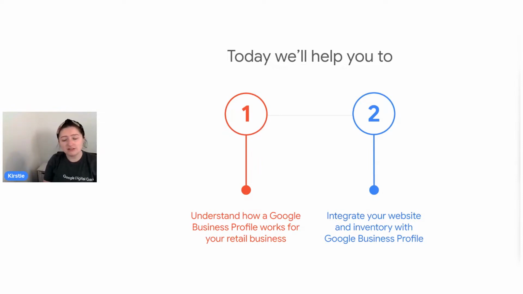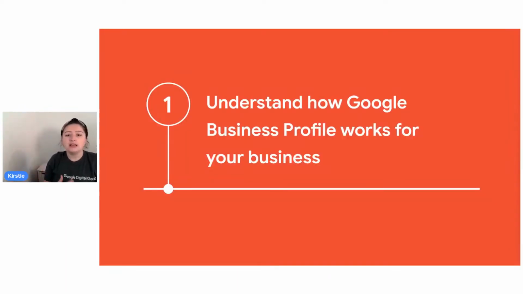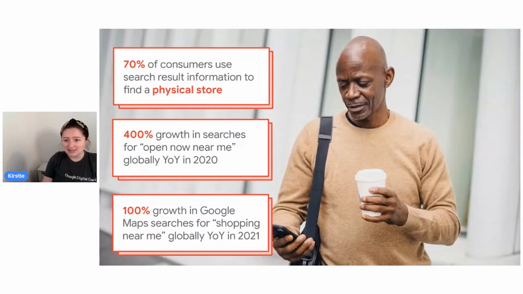In the second part of this 15 minutes, we're going to think about how we can integrate our existing website into any kind of inventory that we want accessible via our Google Business Profile. So starting with step one, how do we know if the Google Business Profile is going to work for our business? How is it going to work? Is it something we should implement? And how can we understand what it's going to give us as an organization and our online presence? Some statistics for you.